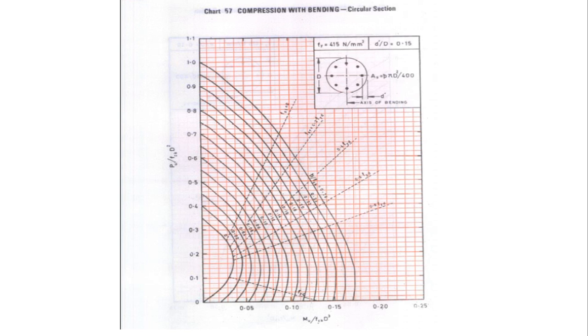If you look at the chart, pu by FCK d square is something which we can find along the y-axis. But mu by FCK d cube was 0.003, and you can see that the starting value itself is 0.05. So that means this chart cannot be used to determine the percentage of steel, since the value of mu by FCK d cube is very small. Okay, this chart is unusable for our purpose.